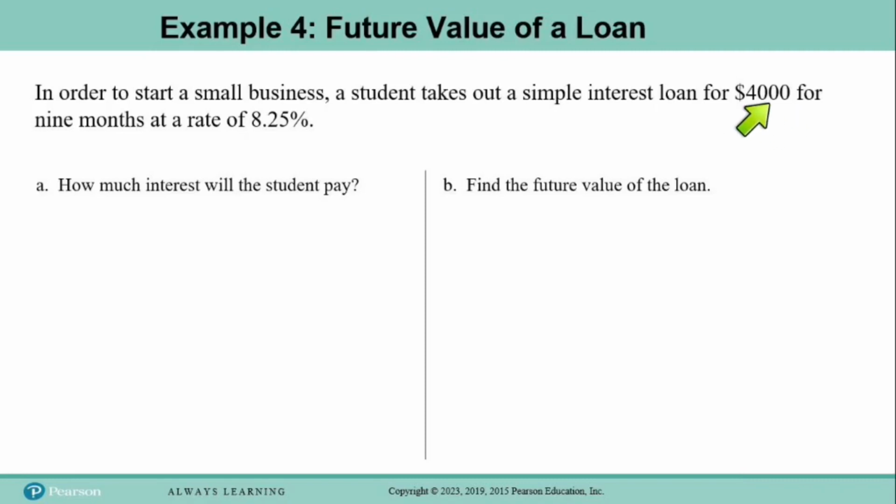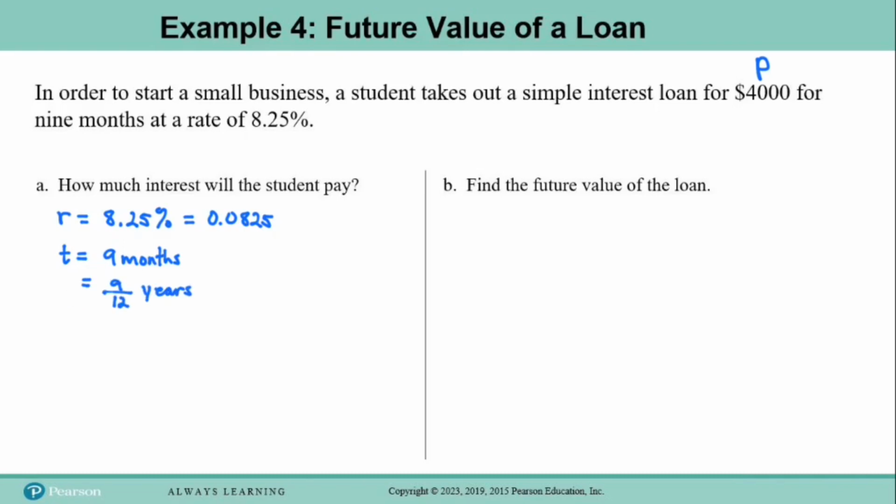We know that the $4,000 here is going to represent the principal, and we know that the rate is going to be the 8.25%, which in decimal form would be 0.0825. Okay, so that's going to be our R. And then we know that the time is 9 months. Of course, we have to have time in years, so we'll need to do 9 divided by 12 to get the years, and 9 divided by 12 is 0.75. And since that's not a repeating decimal, we feel comfortable plugging this into our formula.